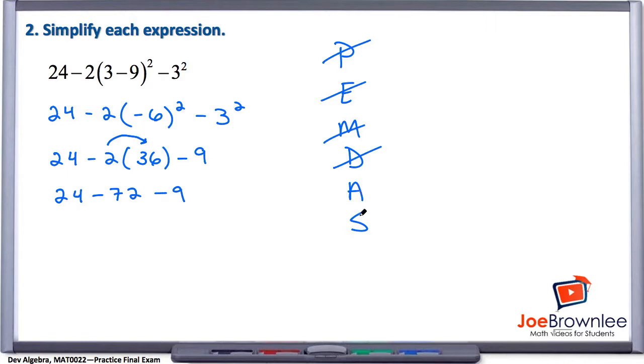Last, we have addition and subtraction. And just like multiplication and division, you will do your addition and subtraction from left to right, and whatever comes first when you read from left to right is what you'll perform first. Here we can see that there is no addition, it's all subtraction, so we can go ahead and get rid of that A. And so let's see, well, we have 24 minus 72 minus 9, well, that just gives us a minus 57. And there we have it, number 2, negative 57.